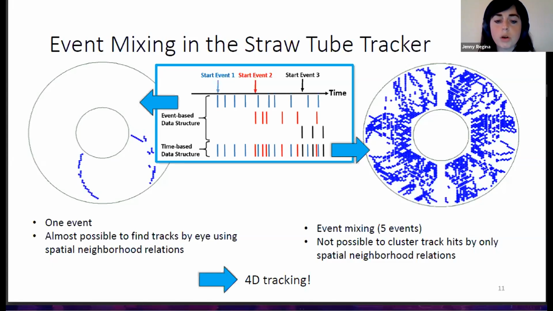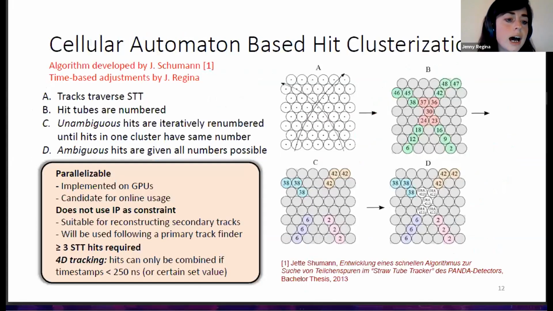So one possibility to disentangle these tracks when event mixing occurs is to use 4-dimensional tracking. And that I illustrate here, how we are doing this. The most evolved track reconstruction algorithm for running on time-based data right now for PANDA is based on the cellular automaton.